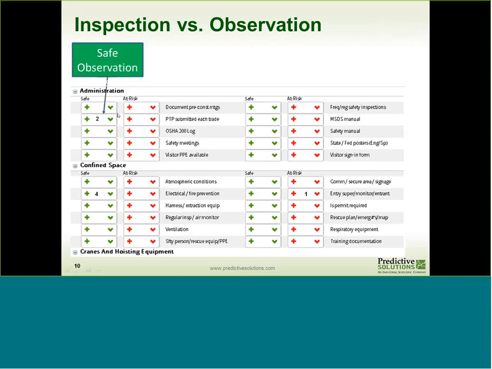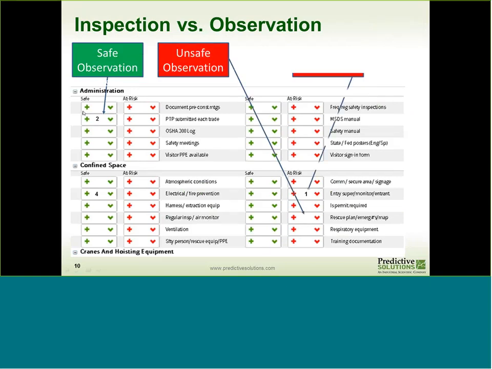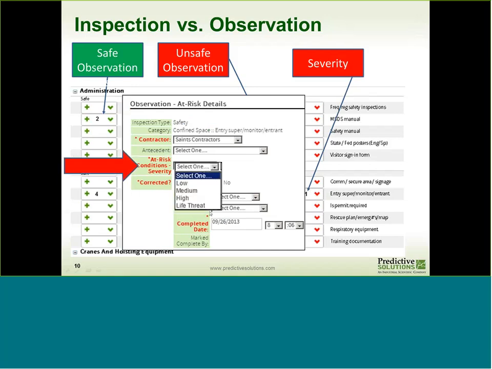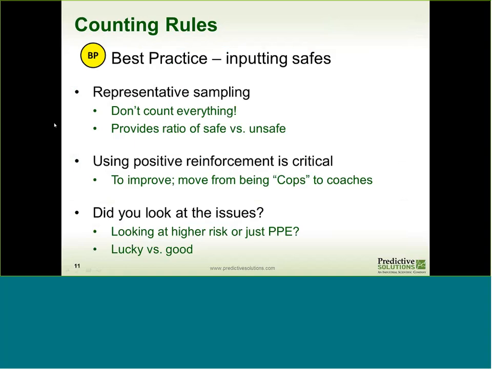Within an inspection, you can collect safe observations, right? And then when you collect unsafe observations, it asks you for more details, right? Specifically, we're looking for the severity of the findings. So I'm going to go into detail on best practices for collection of safes, and then best practices for collection of unsafes and severity. But I want to make sure you understood that an inspection, when I refer to it, is just a collection of observations, safe and unsafe observations.